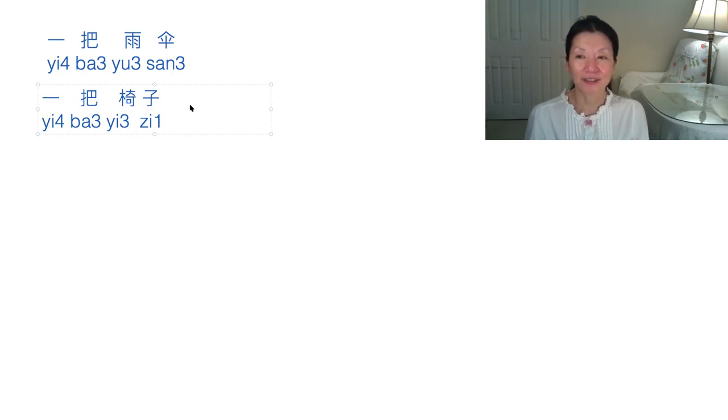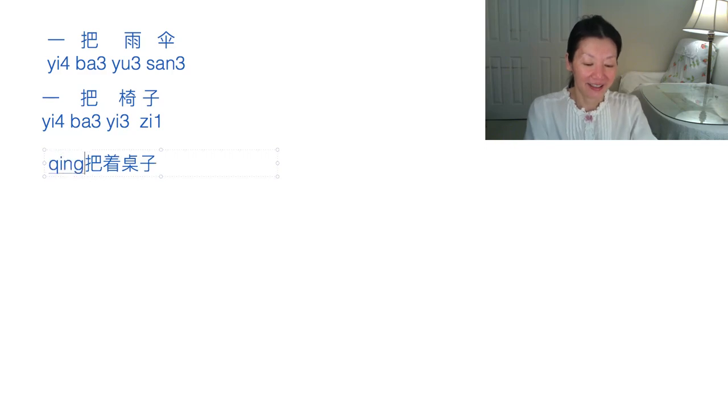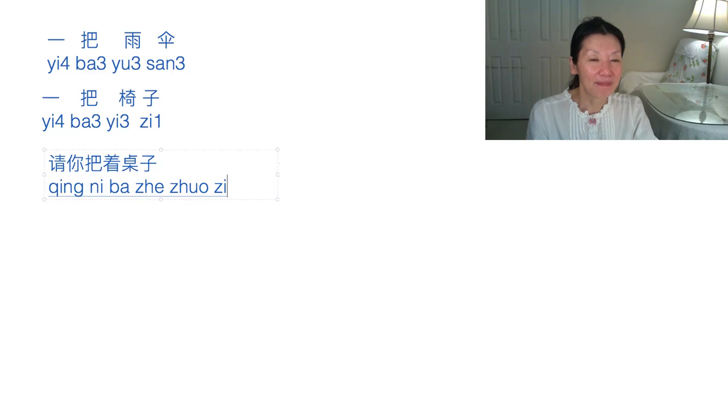Then second, we say 把 is a hold, something you can hold, okay? We like to say 把着椅子, okay? 把着桌子, we change to another character to learn a new one, okay? 桌子, 把着桌子, okay? 把着桌子, okay? Or you can say 请你把着桌子, okay? Let's type here, okay? 请你把着桌子, okay? 请, the third tone.